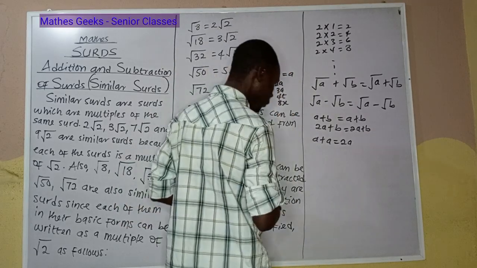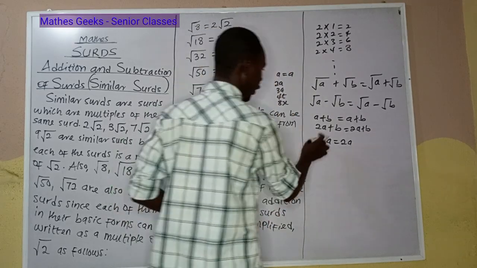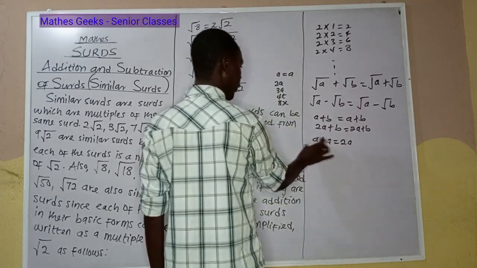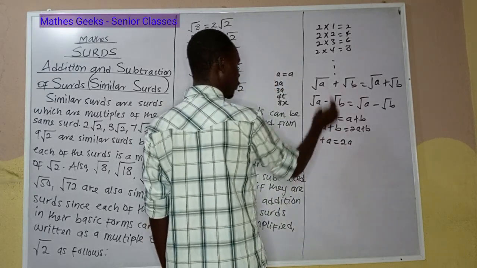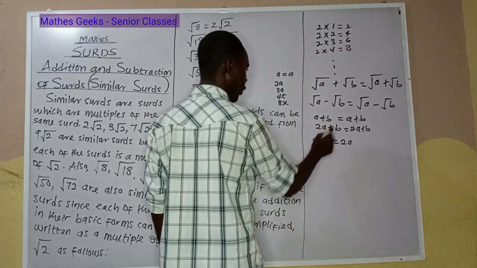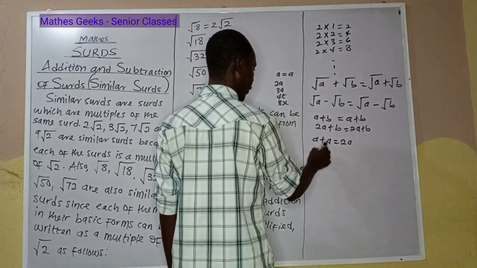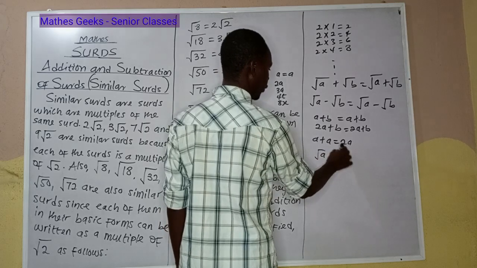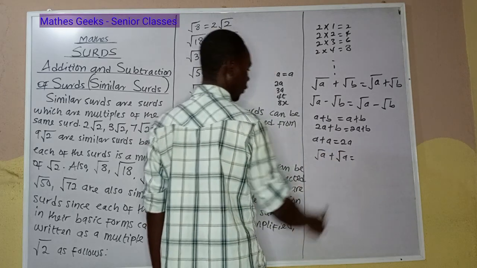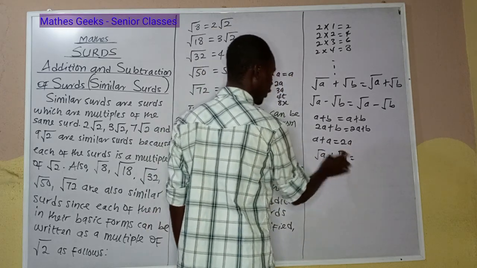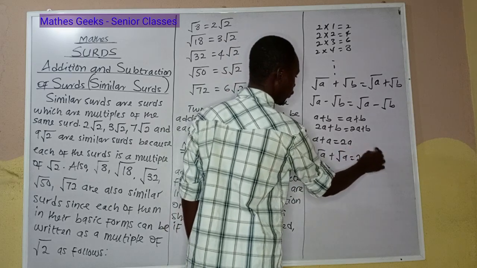Just write the letter or the variable. So A plus A is 2A. This is when the terms are the same. The same rule applies to surds. If the terms or the roots are the same, like root A plus root A, then addition is possible. So this becomes 1 root A plus 1 root A. This will give us 2 root A.